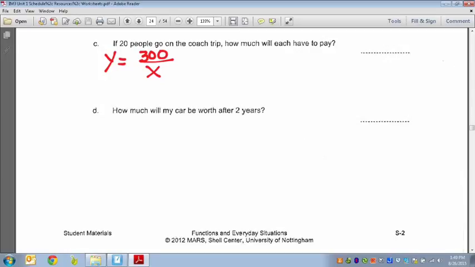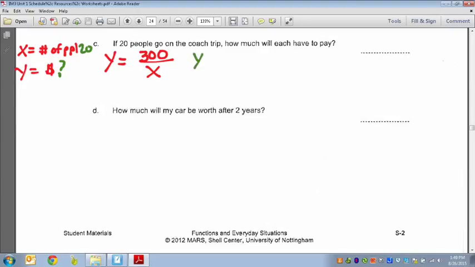All right, so in the scenario, x was the number of people, okay, and y was how much it would cost each person. So in this scenario, it tells me 20 people are going. So we know what x is. We know exactly what x is going to be. So I can plug in 20 for the people, but I still don't know how much money that's going to cost each person. So let's plug it in.